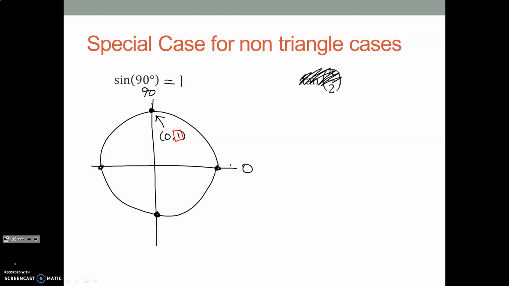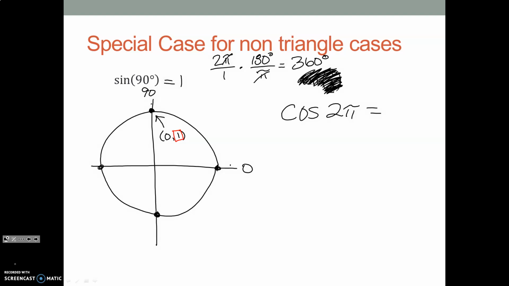Instead of tangent pi over 2, I don't want you guys to worry about tangent. We'll just worry about sine and cosine. Let's do, what is the cosine of 2 pi? Well, the first thing that we need to do is remember what 2 pi is. So 2 pi over 1, convert that to degrees. Pi's cancel. 2 times 180, that is 360 degrees. So cosine of 2 pi is just cosine of 360 degrees.